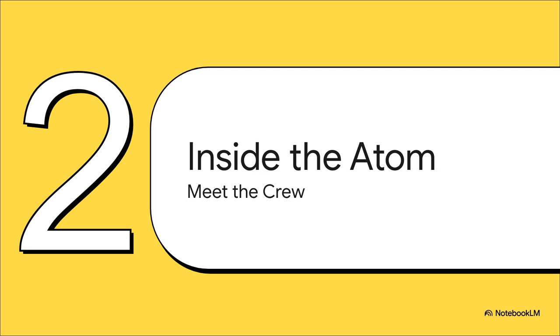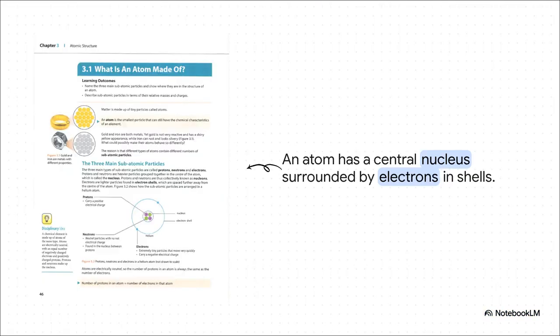To solve our mystery, we need to zoom in. I mean, way, way in. It's time to meet the subatomic particles that build every single atom in the universe. So, at its most basic, an atom has a two-part structure. Right in the middle, you've got the nucleus. It's this super dense central core. And then, whizzing around that core, you have the electrons, which hang out in these specific energy levels we call shells. It's kind of like a tiny little solar system.